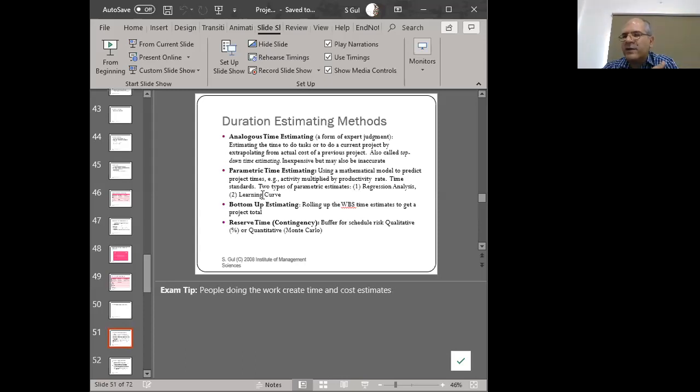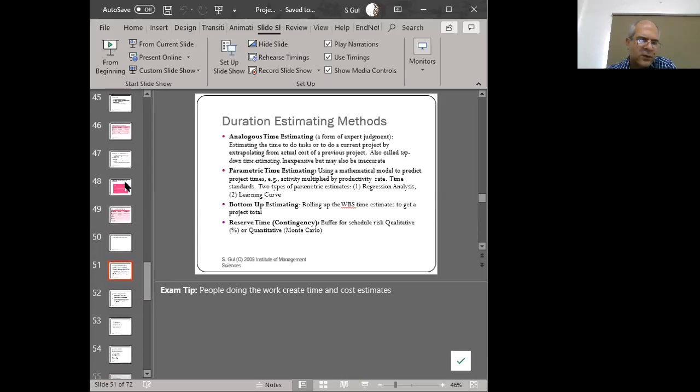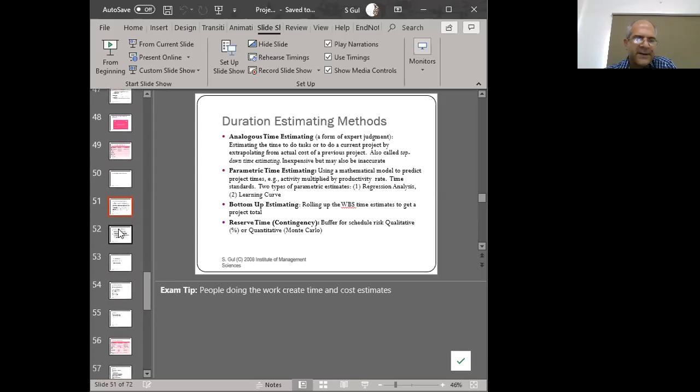Are they at the beginning of the learning curve? Are they going to be slow? Are they far ahead on the learning curve, meaning they are experts? Are they going to do it much faster, right? So we have to be thinking in those terms as well. Bottom-up estimation, I've already explained that, right? So we won't spend more time on that.